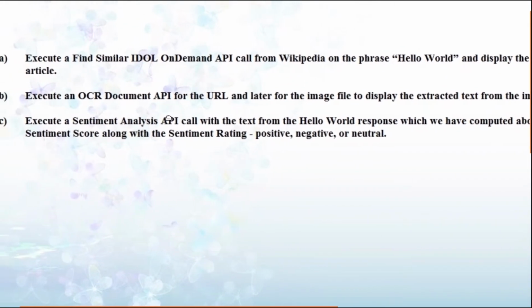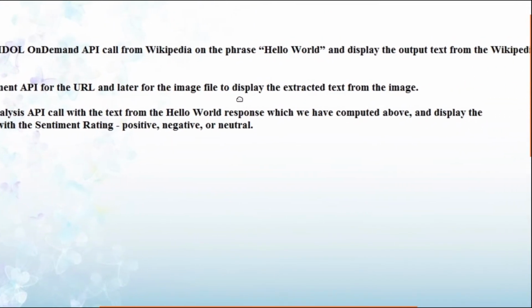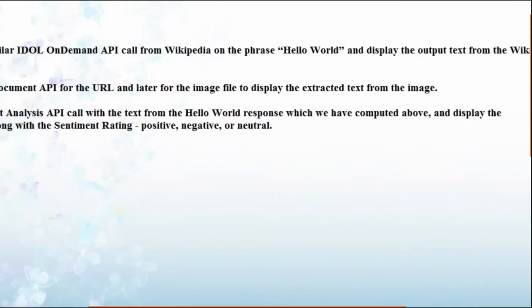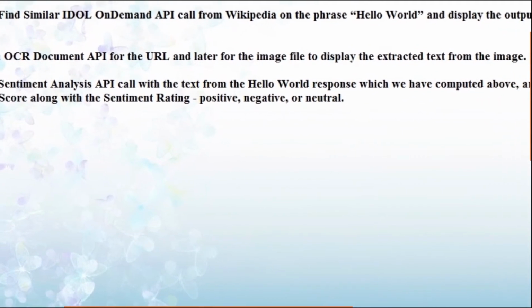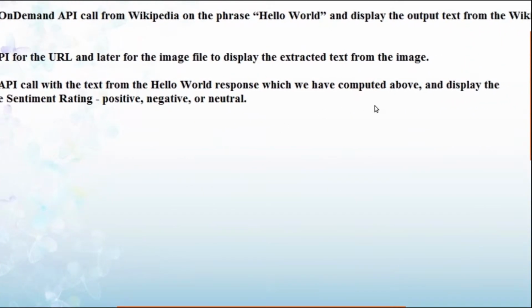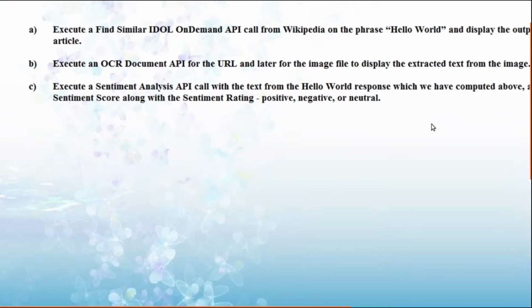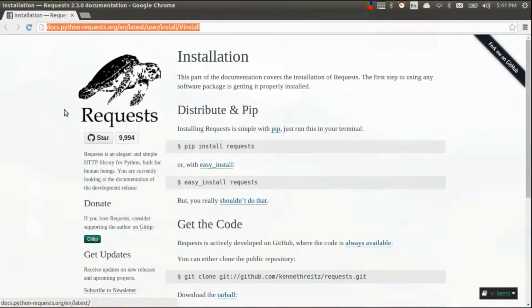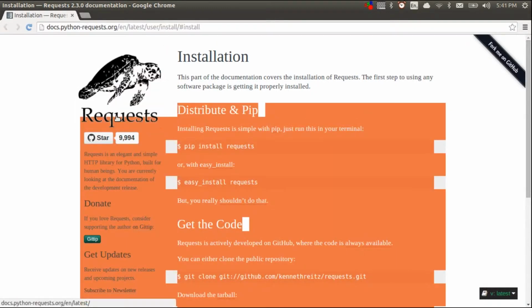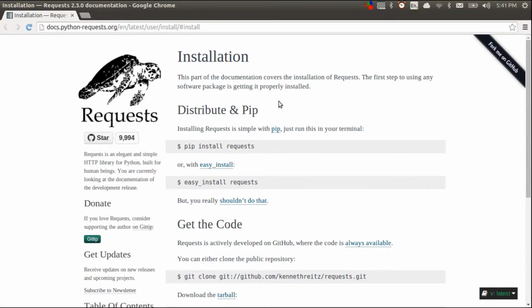Second, we will write Python code that will execute an OCR Document API call for a URL, and later for an image file, and will display the extracted text from the image. Lastly, we will write a Python script to execute a Sentiment Analysis API call, with the text from the Hello World response which we computed above, and will display the sentiment score along with the sentiment rating: positive, negative, or neutral. Before starting our Python programming, you need to install the requests package in Python. I am currently showing the documentation page and the URL of the requests bundle. It's better if you first install it and then begin the next slide.